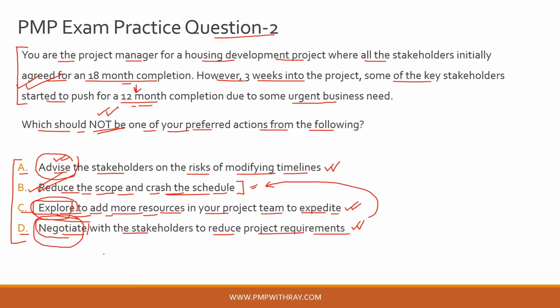Okay, so coming back to the question, if you look at option B, it doesn't give you any of these nice verbs, like advise, explore, negotiate. It's quite direct, saying go and start reducing the scope, start crashing the project schedule, and so on. According to me, that kind of response is very impulsive, guys, and should be avoided as a pragmatic and matured project manager.